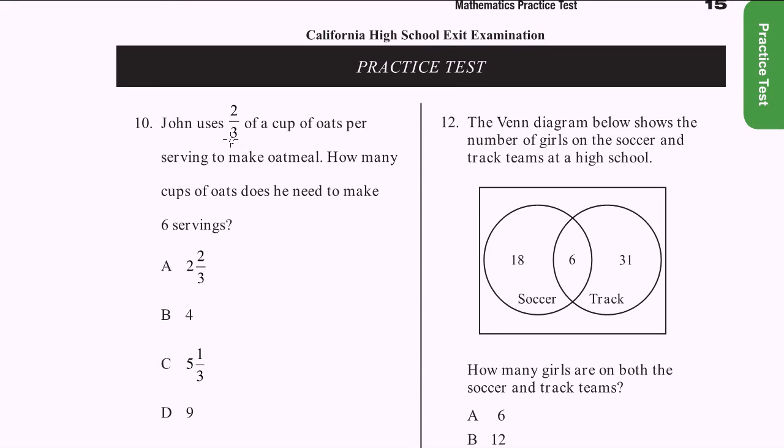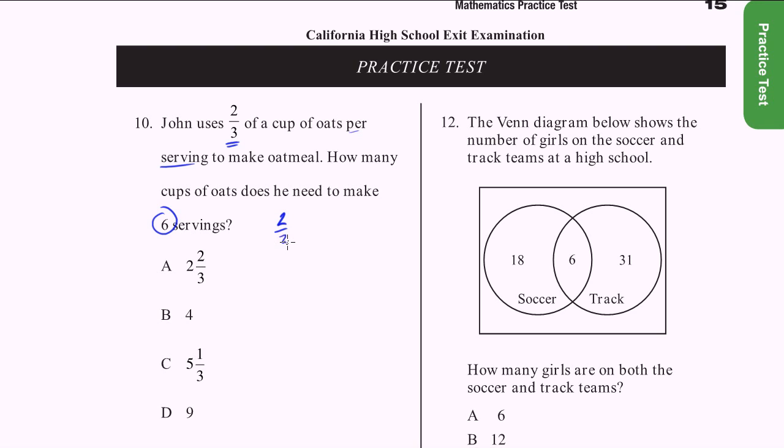Problem 10. John uses 2/3 of a cup of oats per serving to make oatmeal. How many cups of oats does he need to make six servings? So he uses 2/3 per serving, and he's going to have 6 servings. So it's going to be 6 times, for every serving there's 2/3, there's going to be 6 times that.